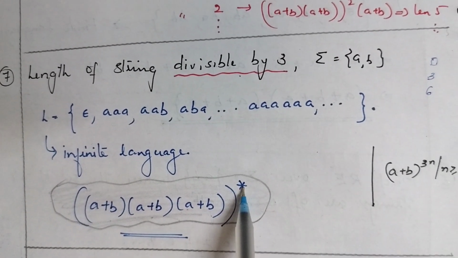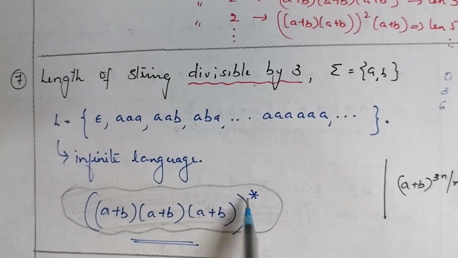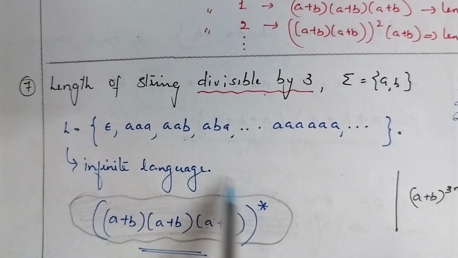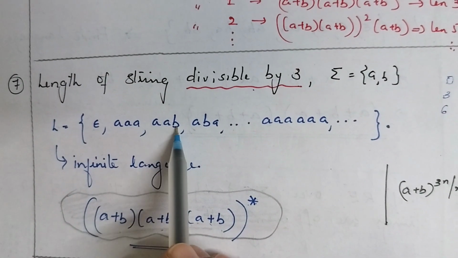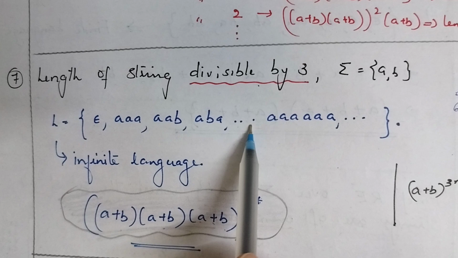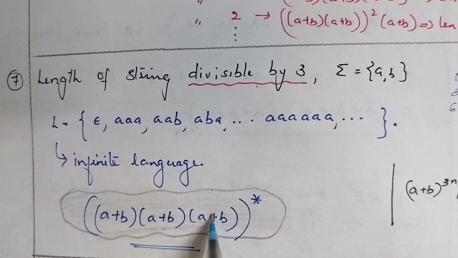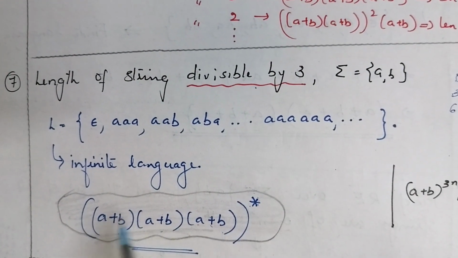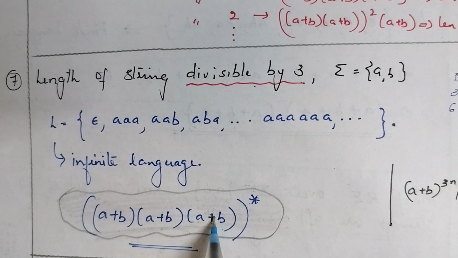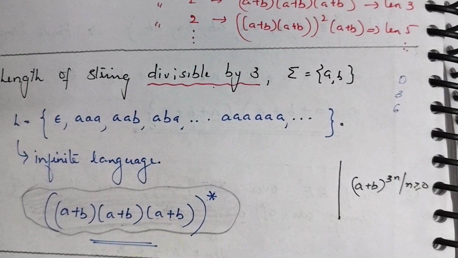Star means 0 or more combinations. When the star becomes 0, we accept epsilon. When it becomes 1, it is 3 times (a+b), that is the set of all strings of length 3. When it becomes 2, it is 2 into 3 times (a+b), that is 6, the set of all strings of length 6. When it becomes 3, it is 3 into 3 times a or b, that is 9, the set of all strings of length 9, and so on.